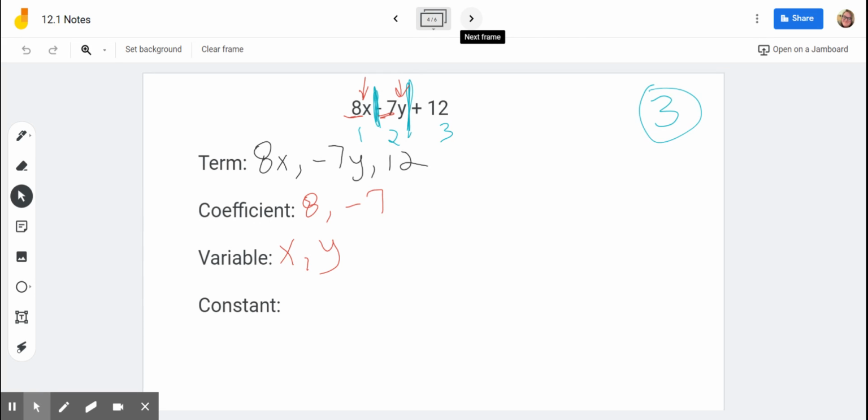And the constant is the number by itself. So what's the number that we haven't written yet? It was not a coefficient. It was not a variable. What is it? 12.